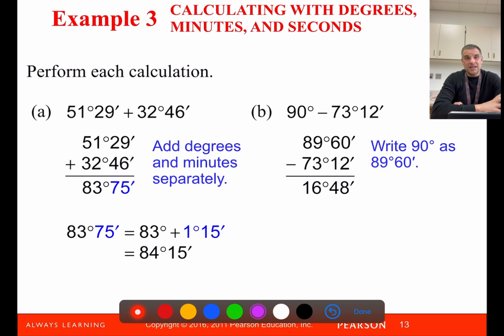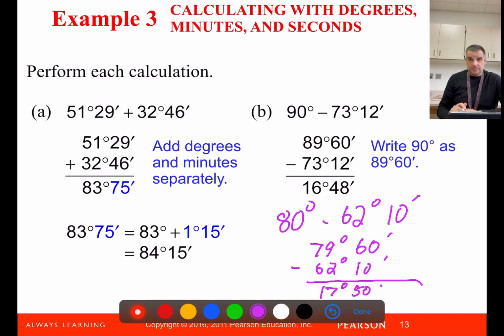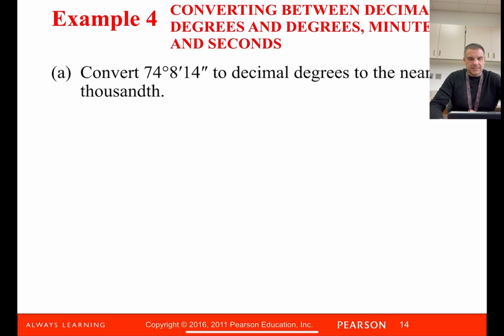Subtraction can be a little bit messed up, so to say. If I give you something like 80 degrees minus 62 degrees, 10 minutes, that's going to be the same as 79 degrees and 60 minutes minus 62 degrees, 10 minutes. So you end up with 17 degrees, 50 minutes. And again, think about how clocks work, because that's really what you're doing with minutes and seconds.